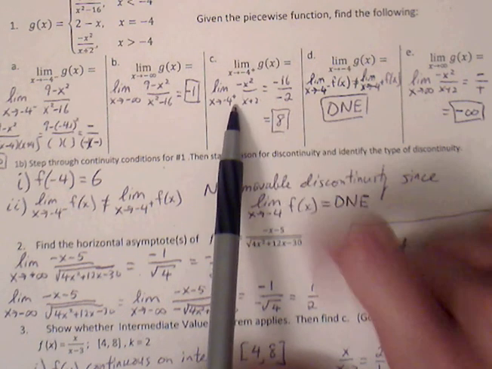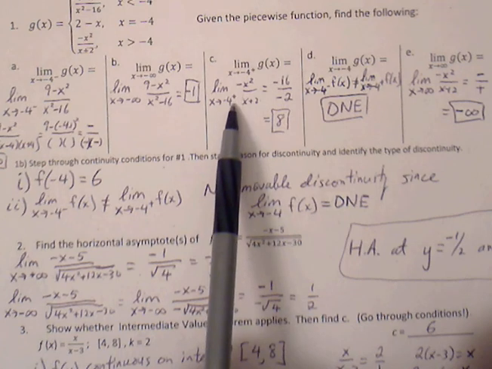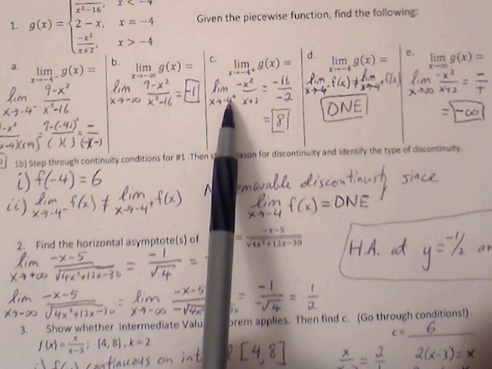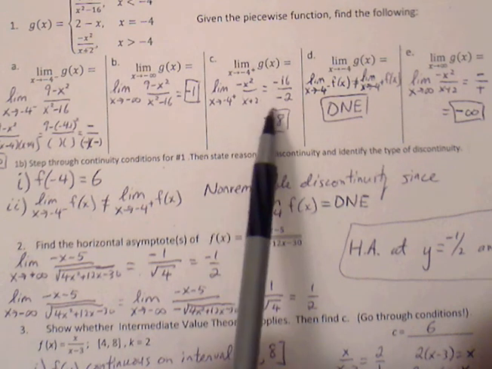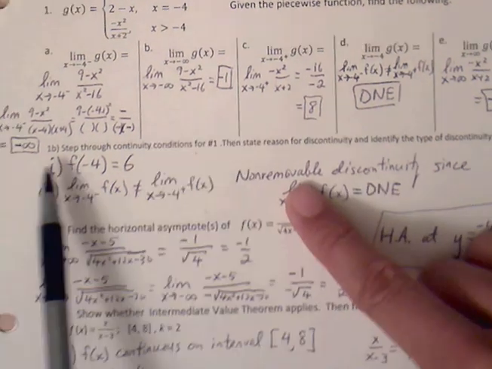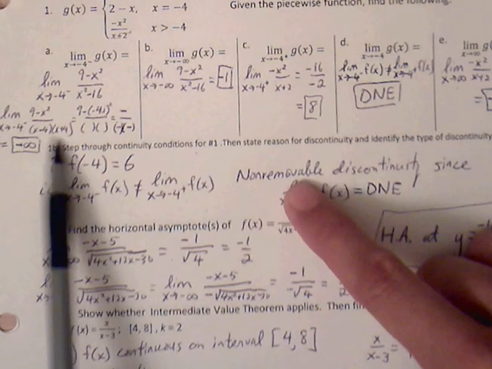Okay, so again, with the one-sided limits, you're only going to treat this differently if you get a does not exist, and you're forced to have to choose between positive or negative infinity.